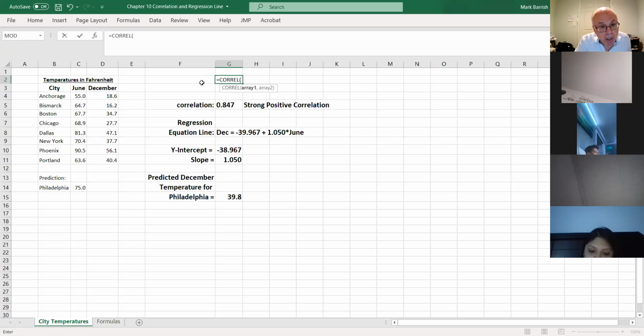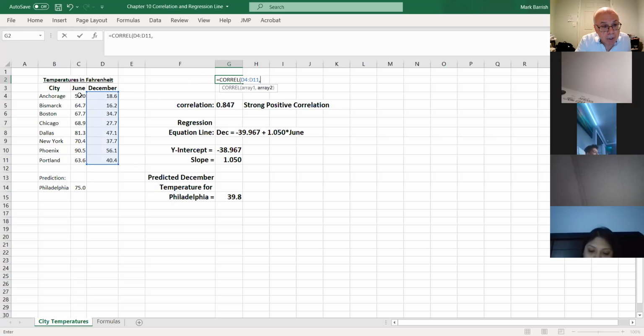If I want, this array is referring to a column. So if I want to put my Ys in, my December temperatures in first, I simply click one of these and then run my cursor all the way down. I click and hold, run it all the way down, let go, and then put a comma.